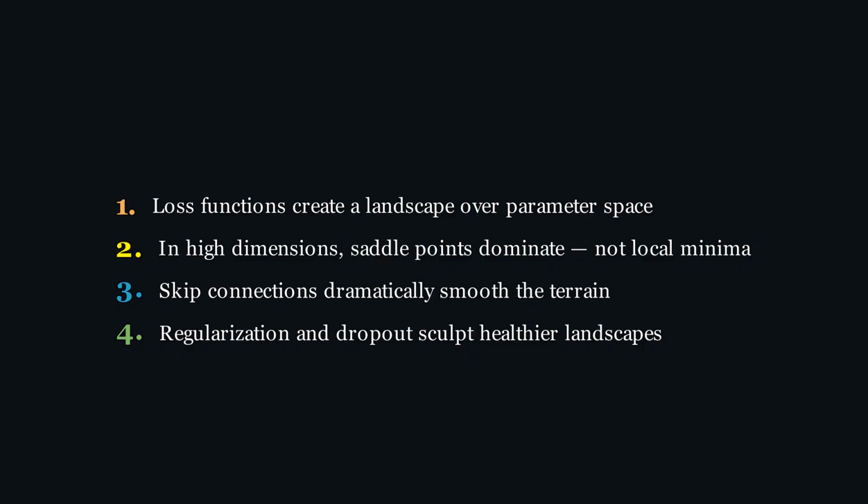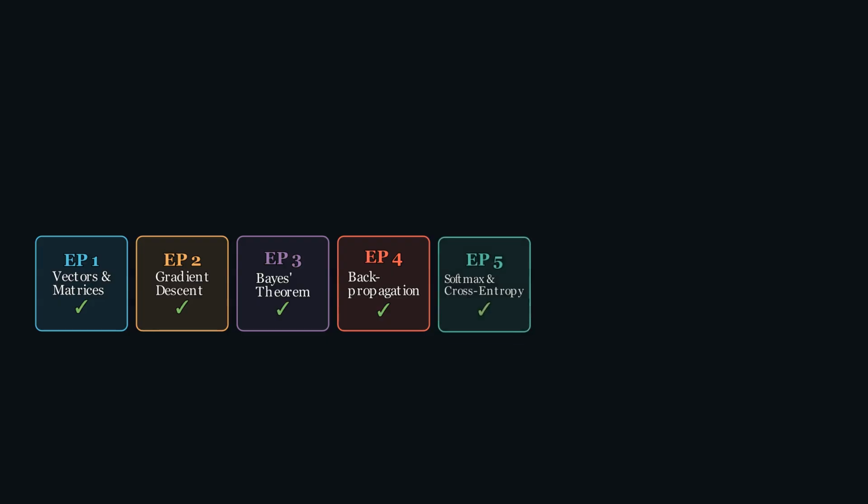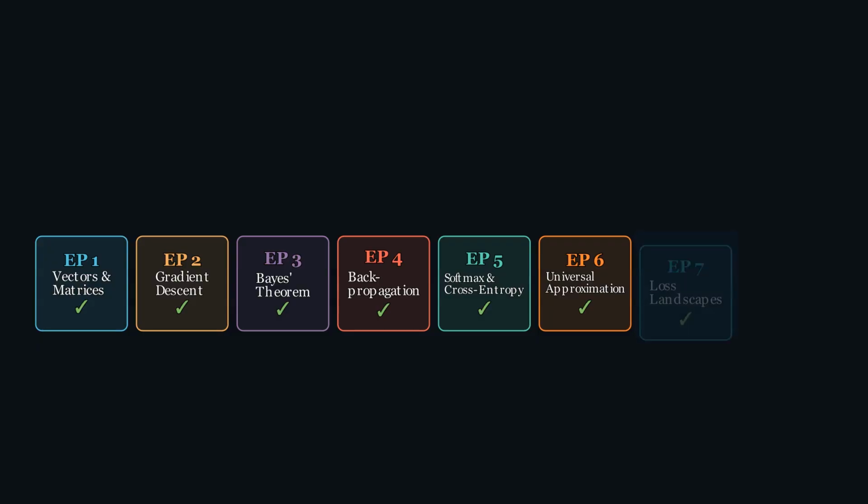Our mathematical toolkit keeps growing. In episode 1, we learned that AI speaks the language of vectors and matrices. Episode 2 taught us how gradient descent navigates the terrain. Episode 3 showed how Bayes' theorem handles uncertainty. Episode 4 revealed backpropagation, the algorithm that teaches machines. Episode 5 gave us softmax and cross-entropy, the tools of decision-making. Episode 6 proved that neural networks can learn almost anything. And today we explored the landscape they learn on.